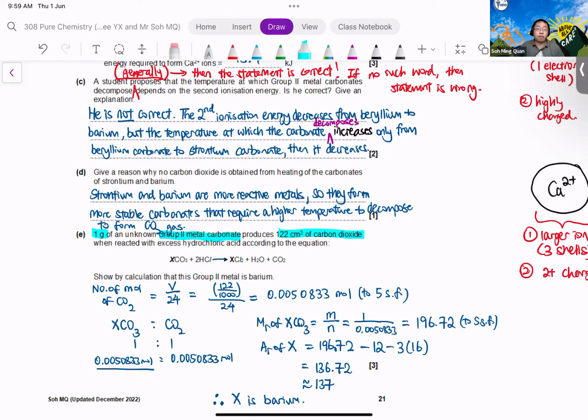Okay, good. Some of you say you have other solutions for part E. Basically, let the Mr of the carbonate XCO3 be equal to Y or X, and you solve algebraically. That's also fine. All right, so I guess I may move on from here.